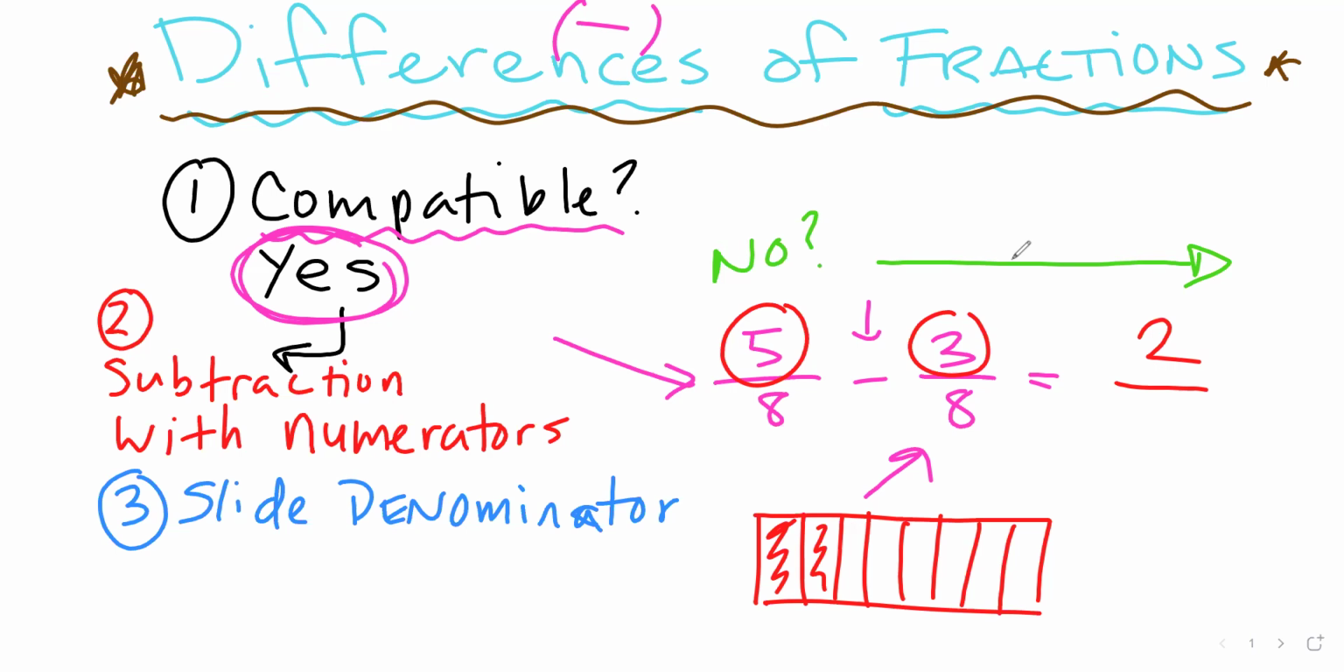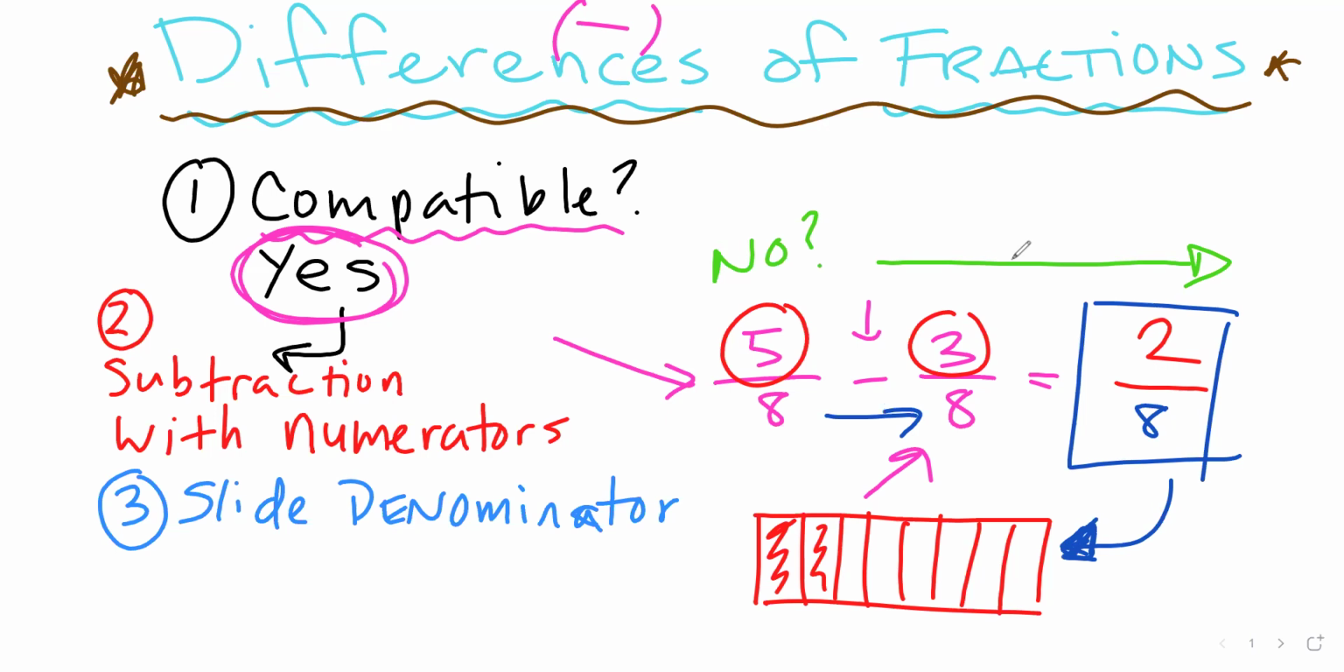Now that we know that, we just take the denominator and slide it right back over, keeping it at 8 pieces, because that model says the same thing. We have 2 eighths left over. So 5 eighths minus 3 eighths gives us 2 eighths. If that's the case, life is good.